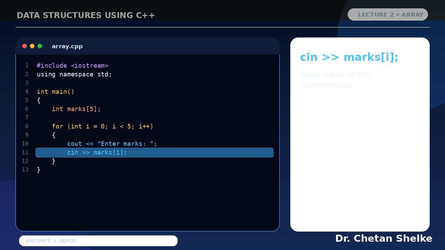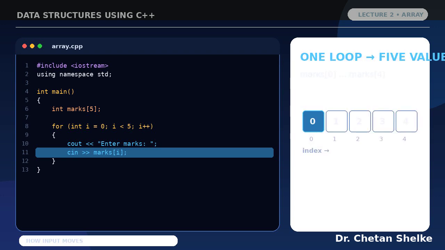Now inside the loop I will write cout << "Enter the marks". This simply displays the message on the screen. But I want input now. What will I write? cin >> marks[i]. This is the most important line.